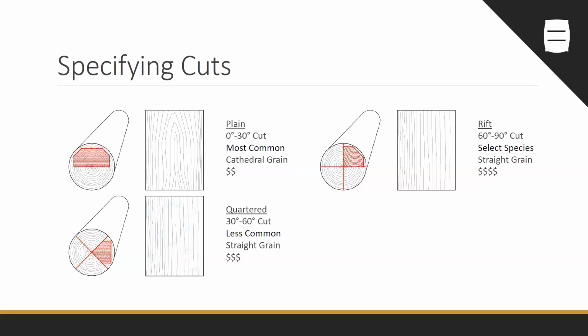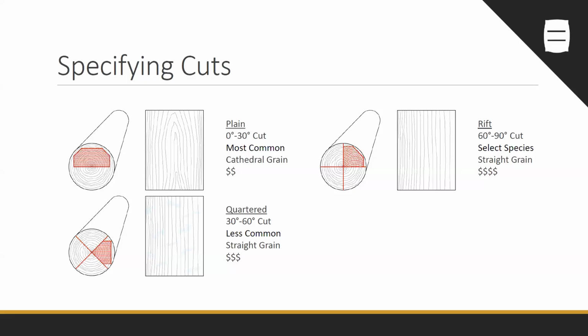Quartered sawn is the next most common cut. It is a bit more expensive as you're slicing the log into 4 pieces and then slicing perpendicular to the grain pattern. However, one thing you're going to get with quartered sawn material, you're going to get straighter grain.